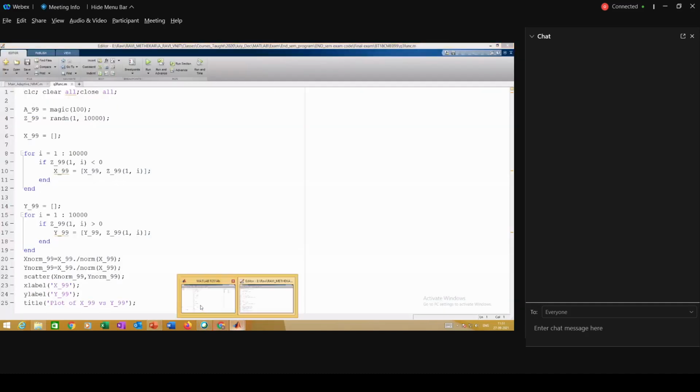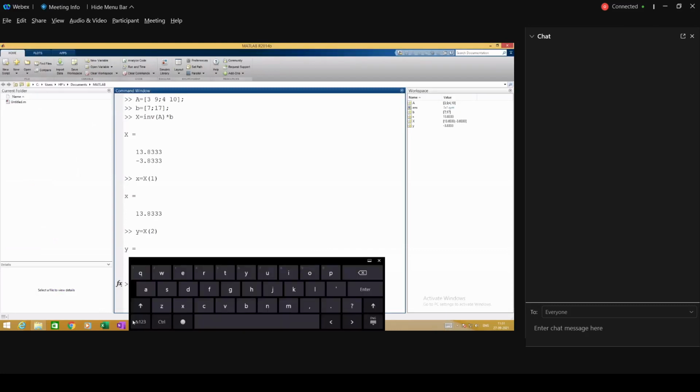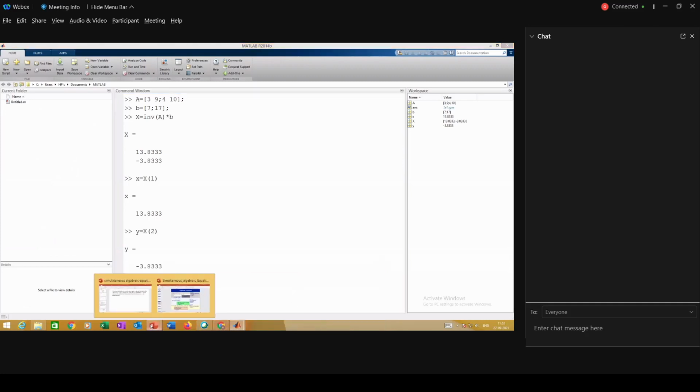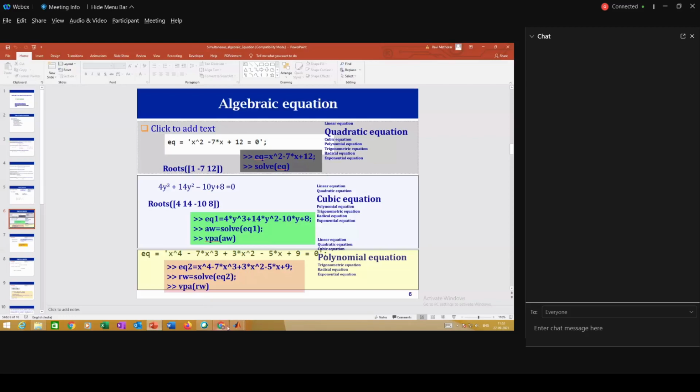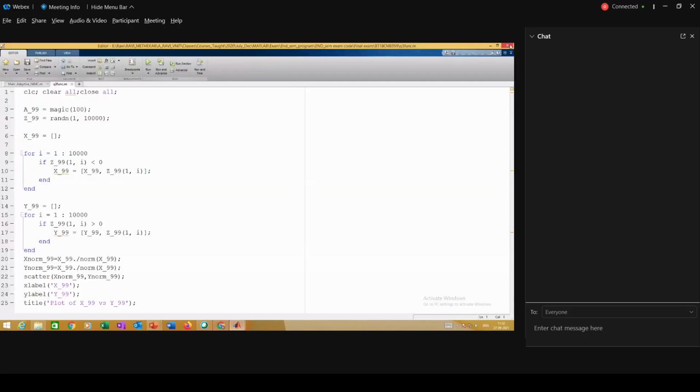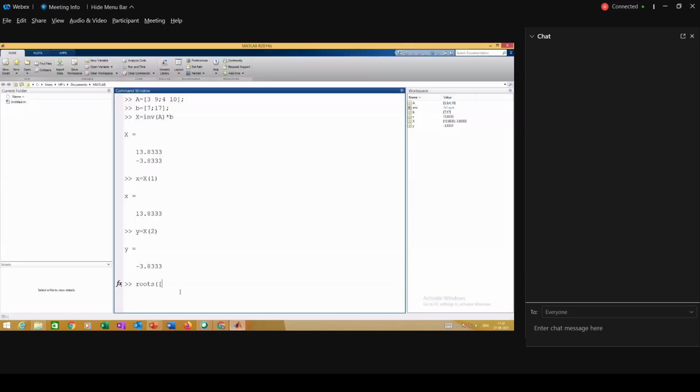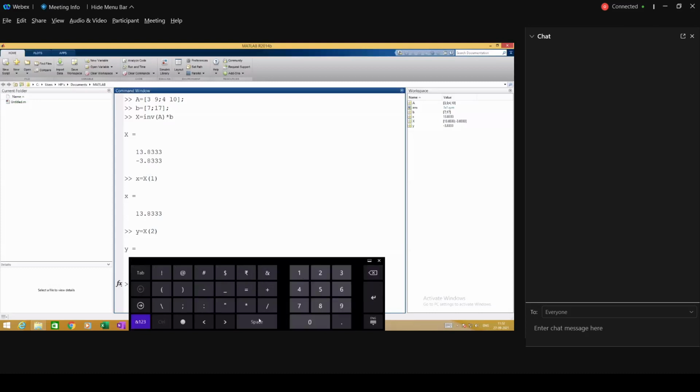Then I can use parenthesis, and then square brackets. The terms which I have are 1, minus 7, 12. So I can write 1 space minus 7 space 12. Closing the square bracket, closing the command parenthesis. Then, yeah, I don't like this way. I am entering it.